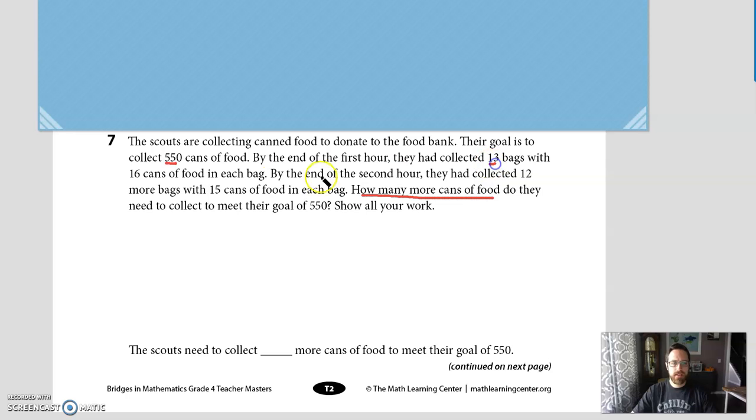They collected 13 bags with 16 cans of food. So do we know the total amount of cans that are in there? Or are we trying to find the total? So in this case, we're trying to find the total. So we need to figure out what is 13 times 16.